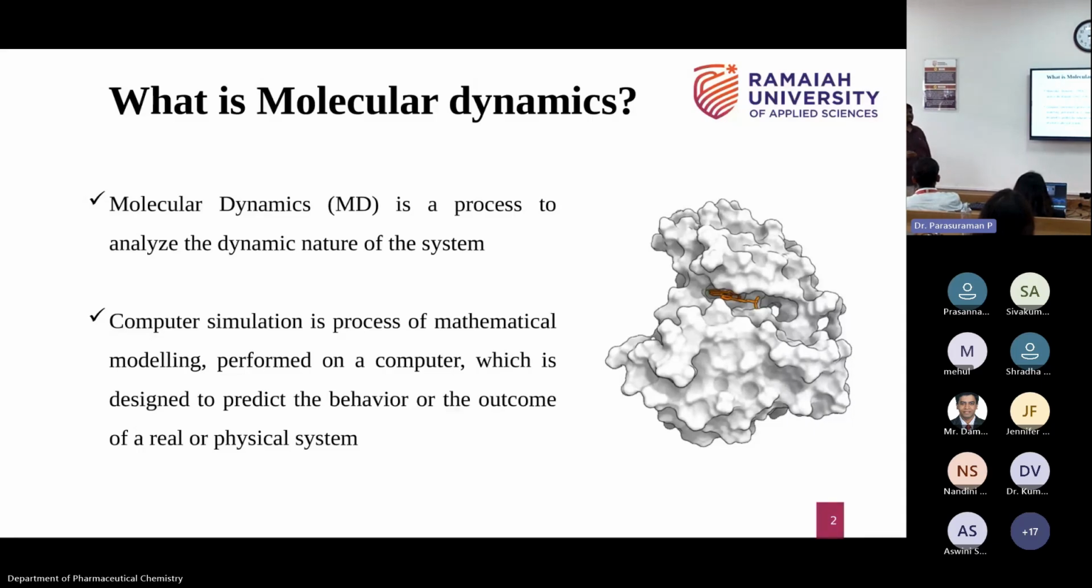Here we'll be using computer simulation. So what is computer simulation? Till now we saw in silico, in silico, in silico. So what is that? Computer simulation involves mathematical modeling, where we use mathematical formulas to predict or analyze the results. In molecular dynamics, we'll be predicting the behavior of the complex, like the protein-ligand complex.